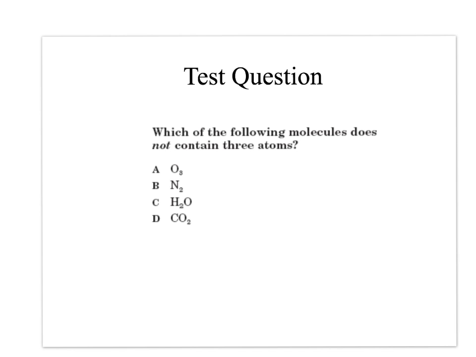Test question. Which of the following molecules does not contain 3 atoms? You have A, O3, B, N2, C, H2O, or D, CO2. So let's go ahead and count the atoms for each. For O3, we have 3 atoms of oxygen. N2, there are 2 atoms of nitrogen. H2O, we have 2 hydrogen plus 1 oxygen equals 3. And for CO2, we have 1 carbon plus 2 oxygen, which equals 3. So the correct answer is B.